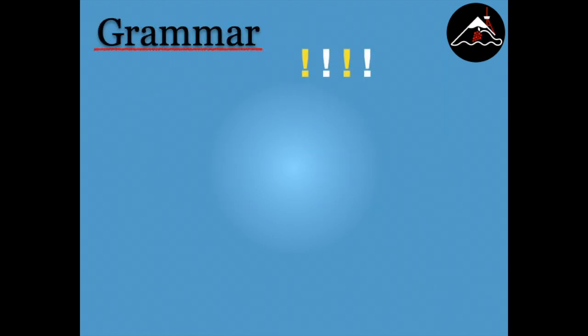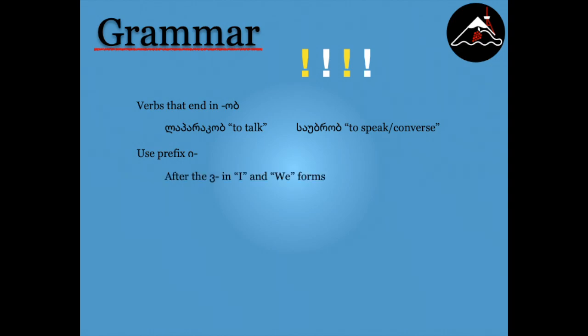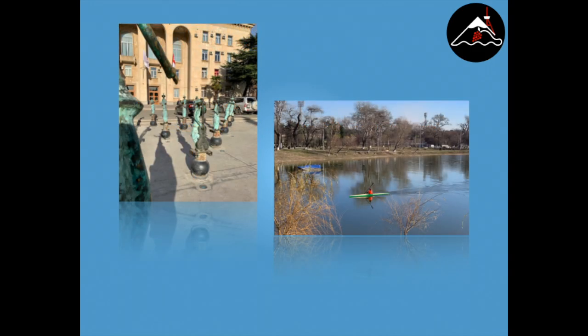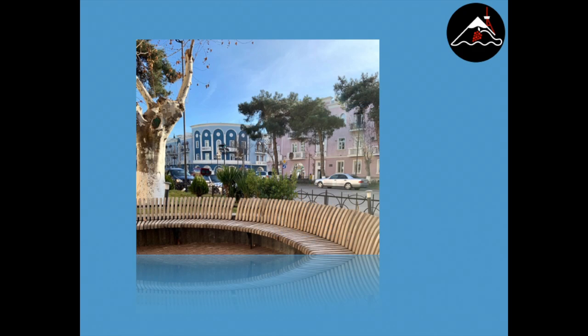There is, however, one category of verbs which conjugate slightly differently. Verbs that end in ob, such as laparakob, to talk, and sauprob, to speak or converse. These verbs generally conjugate using the prefix e. However, this prefix goes after the v in the I and we forms. Additionally, the final ob changes to eb. Again, most of these verbs conjugate in this manner, but there are a few exceptions. Additionally, there are a few irregular verbs in Georgian that do not follow the rules above.